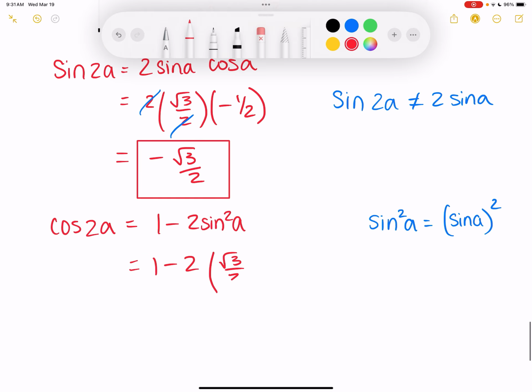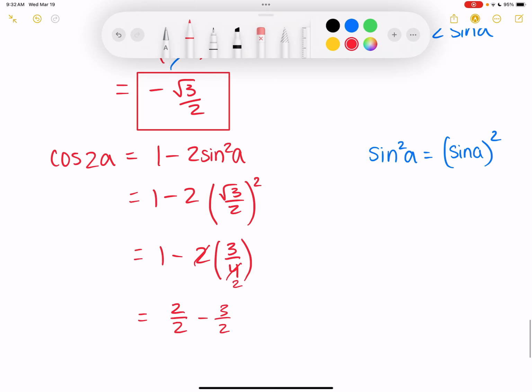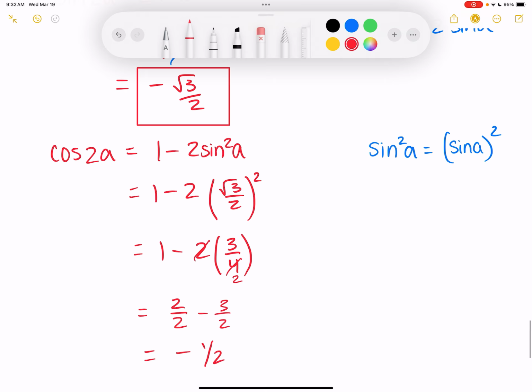squared. Square the top and the bottom, so that's 3 over 4. So this is 1 minus 2 times 3 over 4. That would reduce down, so 1 minus 3 halves. 2 over 2 minus 3 over 2 is negative 1 over 2. Which again makes sense at that angle value that we know.